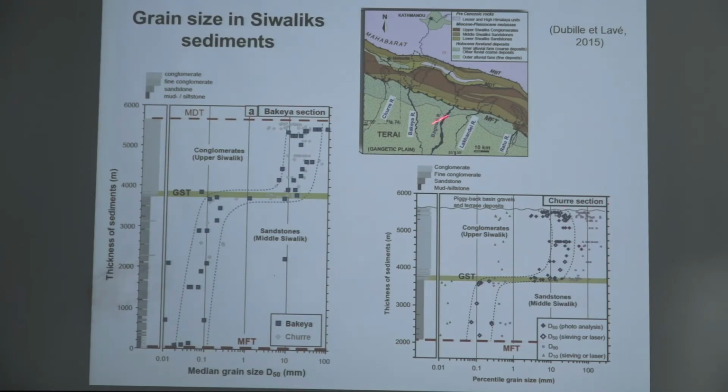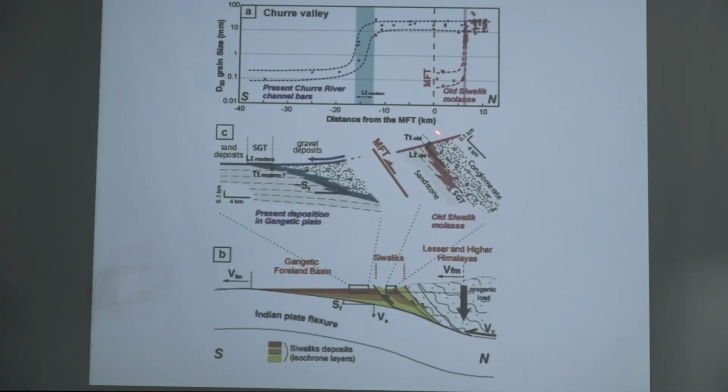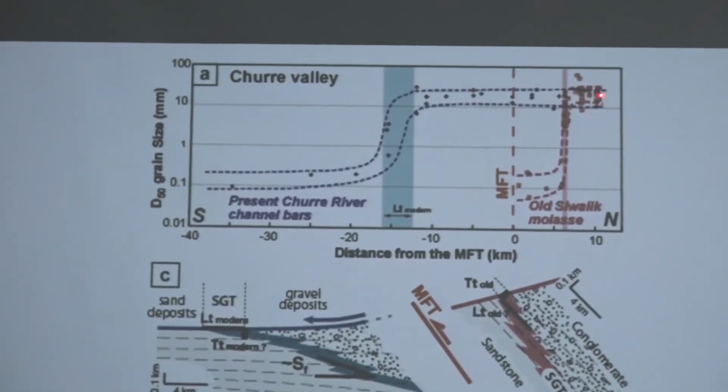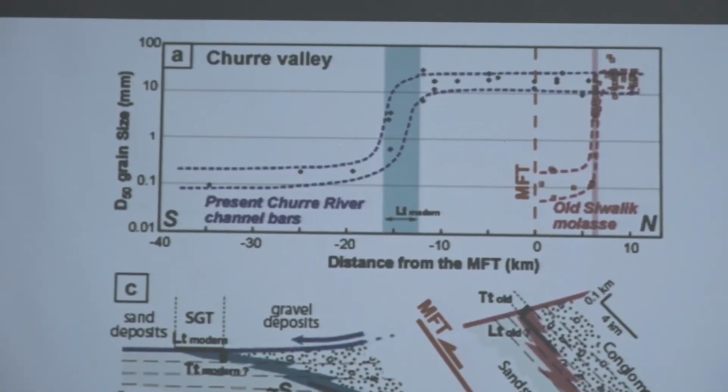For this river, the Bakeya, for the Chure, same thing. I don't show you, but for the Ratu Khola, same thing. So rapid gravel sand transition. So what we observe today, we observe it in the past. And I show you just a comparison of present rivers, 2 orders of magnitude decrease at the gravel sand transition. The old Siwalik area, same thing, 2 orders of magnitude when you go from the upper Siwalik conglomerate to the middle Siwalik sandstone.